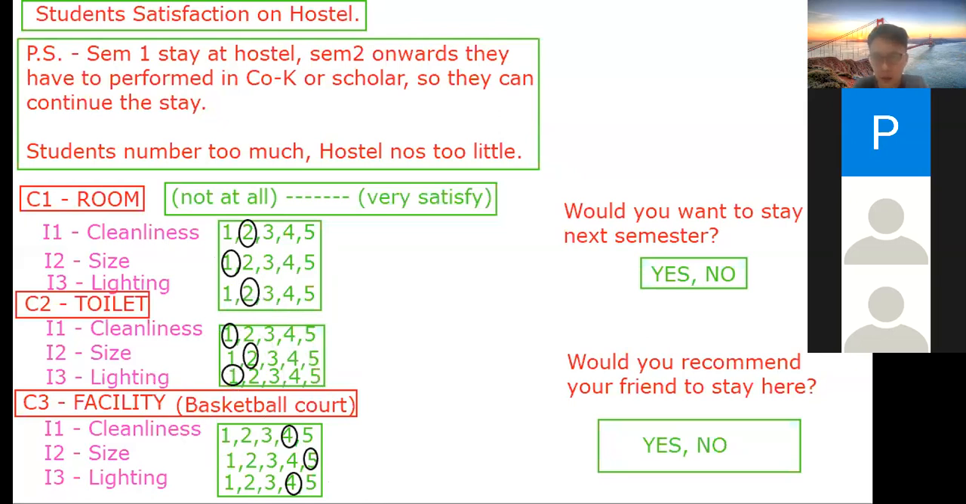Now, after these 50 students, I do a correlation study and a regression study, and I found out that of these 50, most of them say they want to stay.